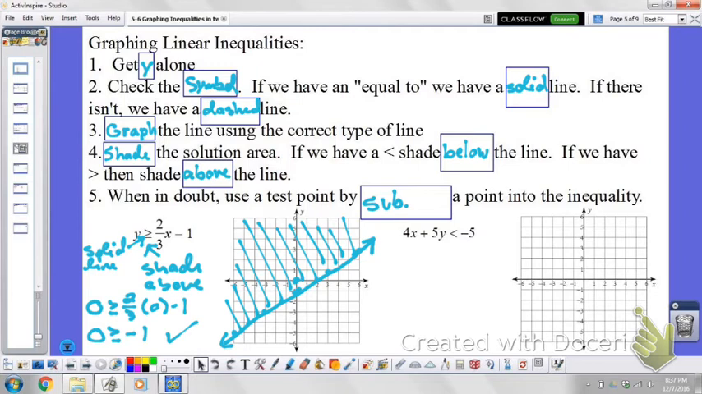Let's go ahead and look at the other inequality. I have 4x plus 5y is less than -5. My first step is to get y alone. So I need to subtract 4x from both sides. So that'll give me 5y is less than -4x minus 5.